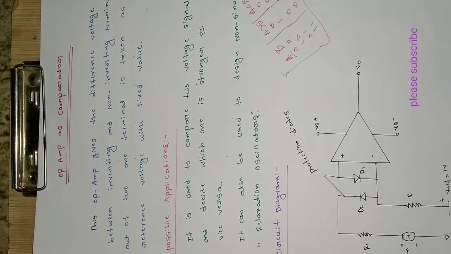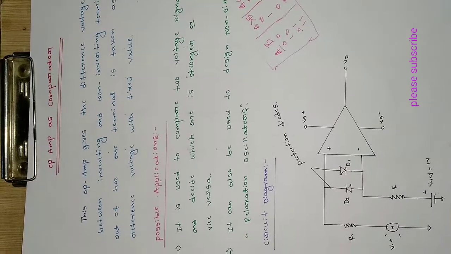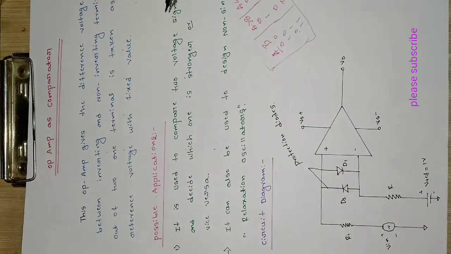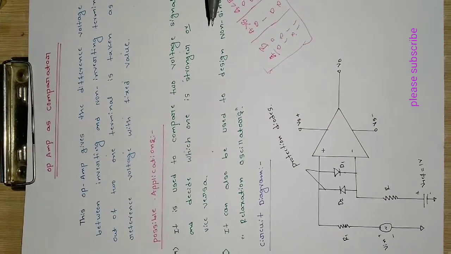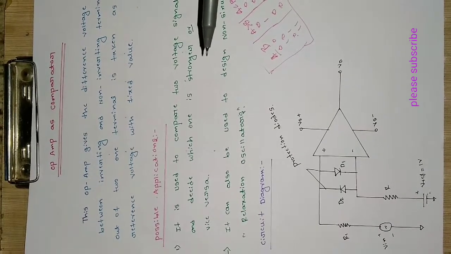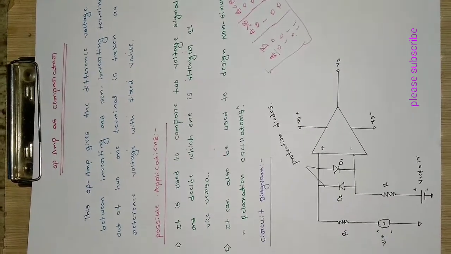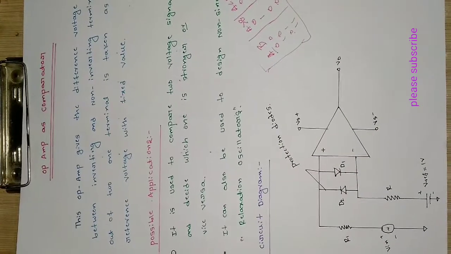Then the second application is that it can also be used to design a non-sinusoidal relaxation oscillator. So we know an oscillator is something which produces waves, or it is a function generator. So there we can use the operational amplifier comparator circuit to produce the relaxation oscillator. Okay, so let us see what the possible circuit diagram for this one will be.